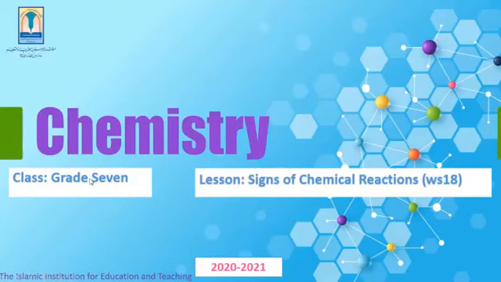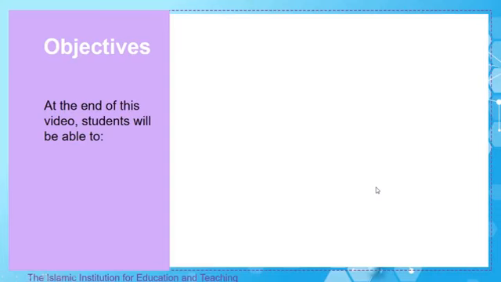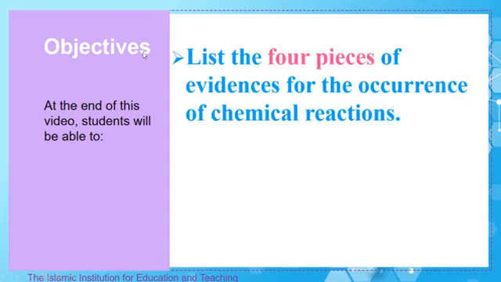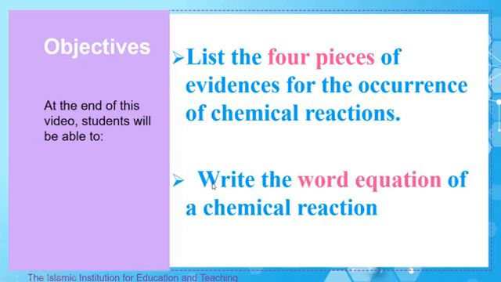Good morning, 7th grader. Our lesson is Signs of Chemical Reactions. The objectives that we learn at the end of this video are: list the 4 pieces of evidence for the occurrence of chemical reactions, and write the word equation of a chemical reaction.